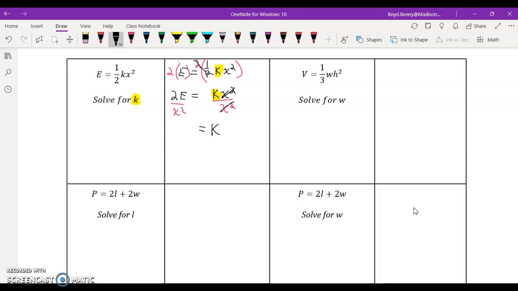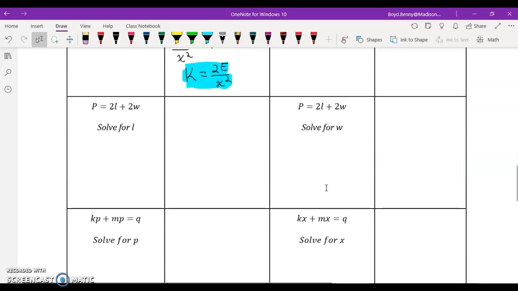And then on the left side, I notice I can't simplify anything here. I don't have a 2 in the denominator. I don't have an e in the denominator. I don't have an x squared in the numerator, so I can't divide anything out. So I'll just rewrite this as one complete expression. And so my solution is k equals 2e divided by x squared. So at the end of the day, I've solved this equation for k, and the right side is the resulting algebraic expression.